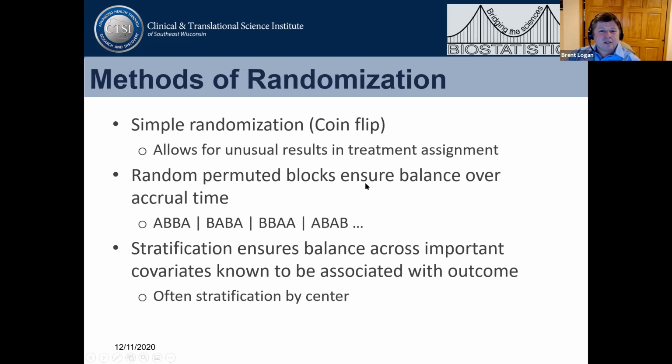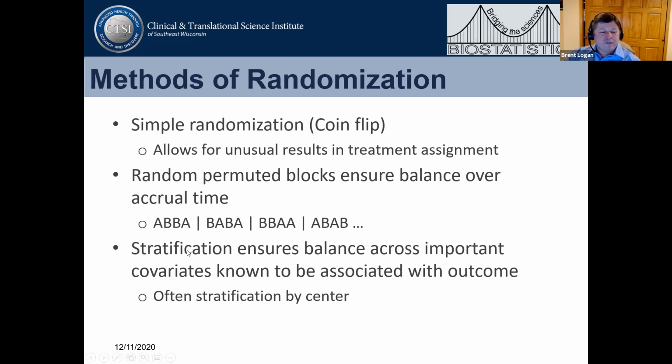Random permuted blocks is done to ensure balance over accrual time. So here the idea is that after every 4 patients, for example, if you have a block of 4, you have 2 A's and 2 B's in those 4 patients. So the first block of 4 has 2 A's and 2 B's. The next block of 4 has 2 A's and 2 B's. The only thing is that you randomize the order of those 2 A's and 2 B's within every block of 4 patients. So this ensures that you don't get long sequences of A's in a row or something like that.